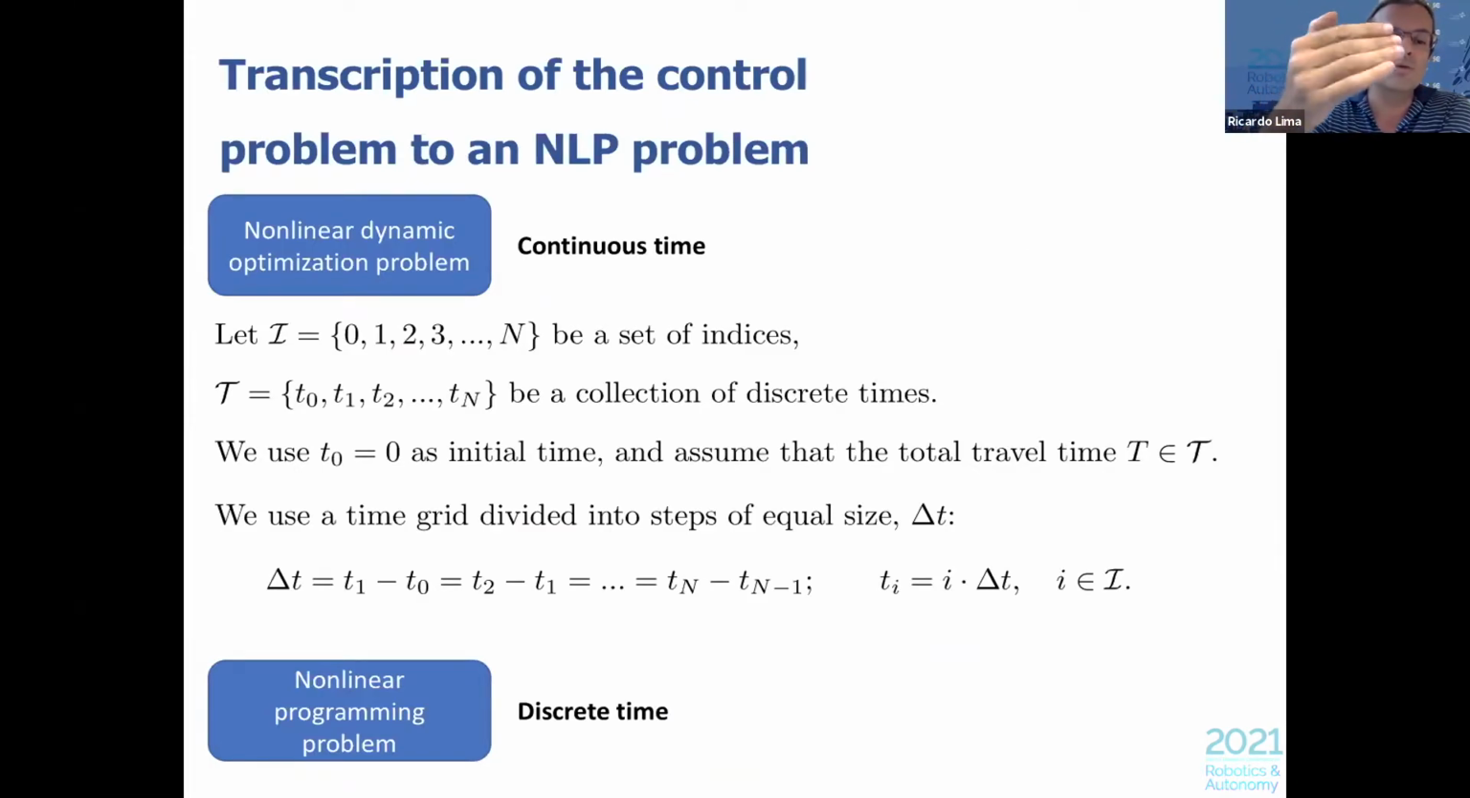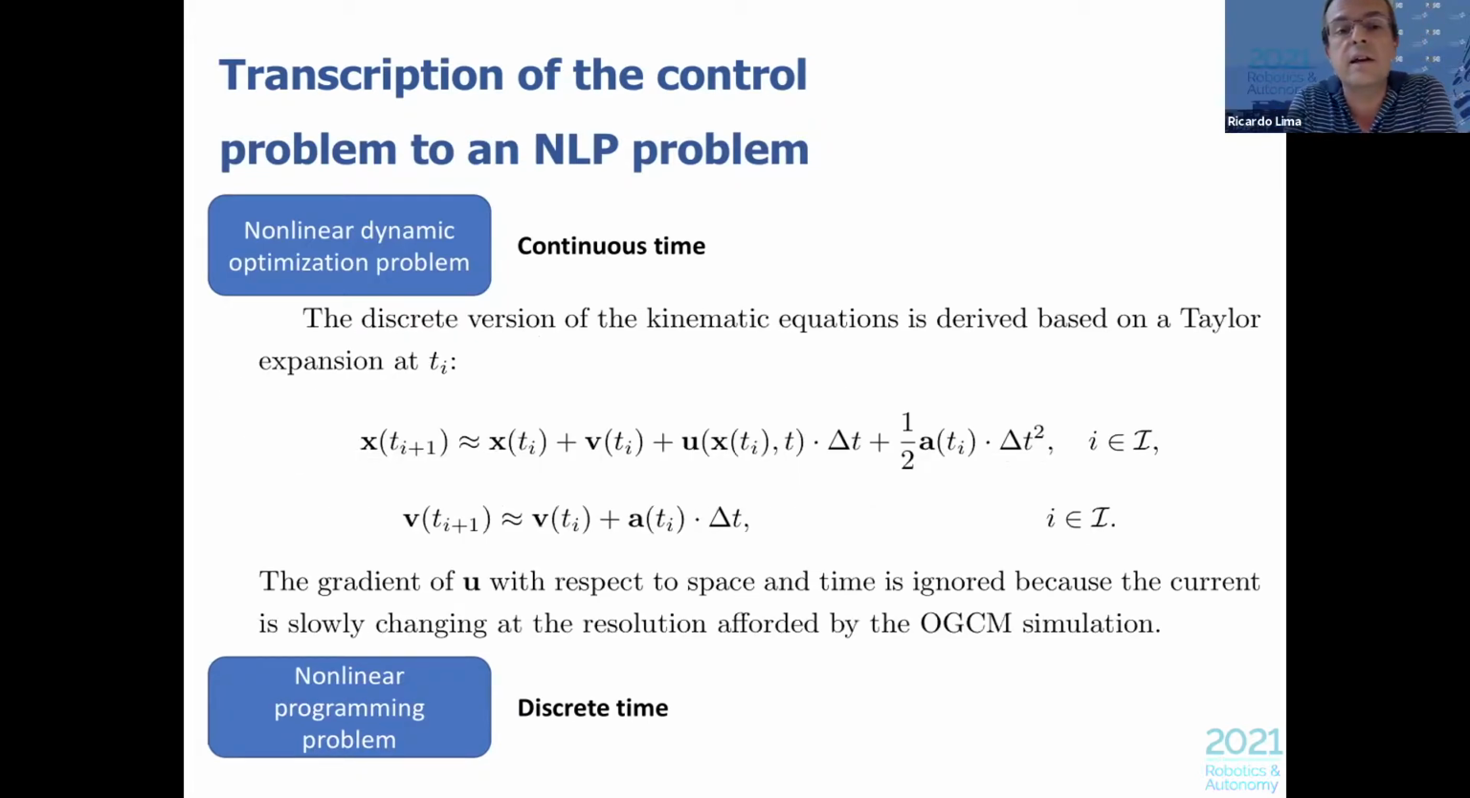So with these two things solved, what we need to do is to go from the nonlinear dynamic optimization problem to the nonlinear programming problem. So we need a transcription of the control problem to an NLP problem. What we did was we discretized the time. We have steps of equal size, and we have a Taylor expansion to solve the equations.